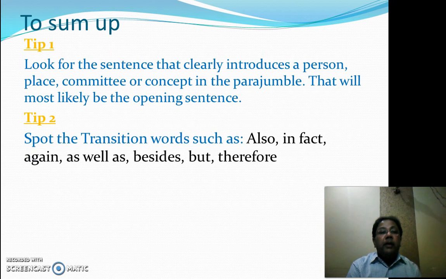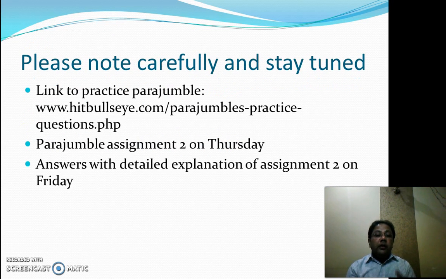So quickly, to sum up, my dear friends, we talked about tip 1, that we need to look for the sentence that clearly introduces a person, place, committee or concept in the parajumble. That will most likely be the opening sentence. And the second tip that we discussed, that we need to spot the transition words such as also, in fact, again, as well as, besides, but, therefore. So, my dear friends, I think we have been able to cover two important tips, and in this journey of parajumble practice, we would be able to become proficient in the long run.